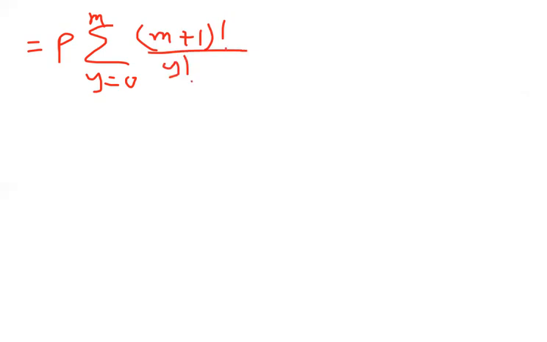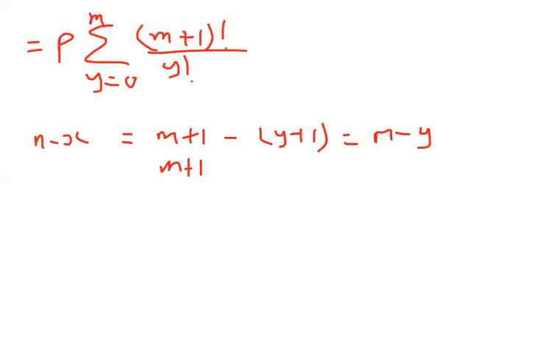Now the expression here was n minus x, right? But let's also change it. The n minus x is the same as, by substitution, n is equal to m plus 1 minus x, and x is equal to y plus 1. So when you do the subtraction, you have m plus 1 minus y minus 1. So this cancels this, and they have m minus y. Is that okay? Great.